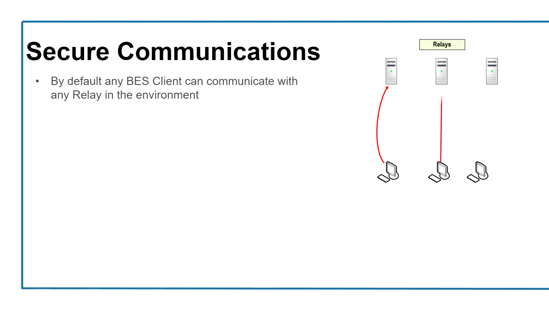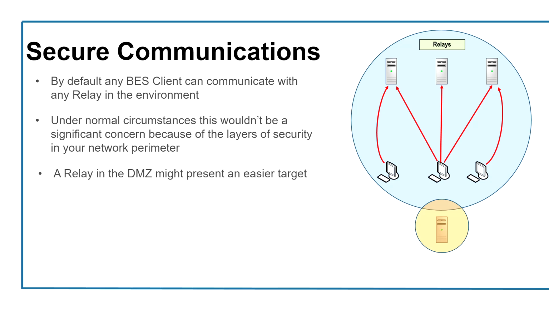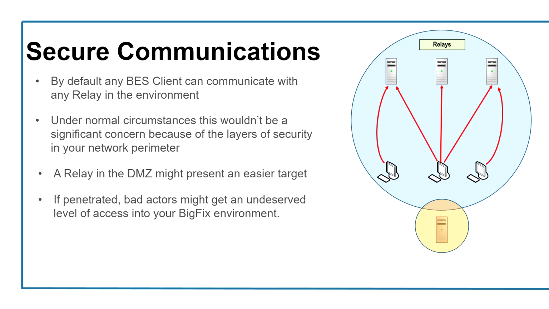BigFix clients know about and therefore can register with any relay they can see on the network. In most cases, this is an acceptable scenario because your relays are usually protected by the network security boundary. But a relay residing in your DMZ might present an easier target for bad actors. If an unauthorized client successfully registers on that relay, they may be able to post false data or perform other actions using unknown vulnerabilities. So a DMZ relay is the perfect candidate for becoming an authenticating relay.